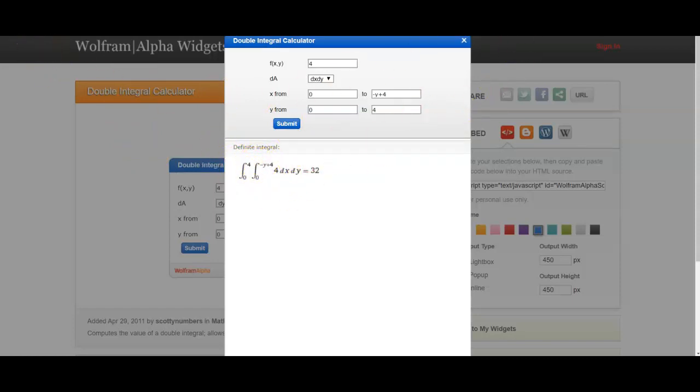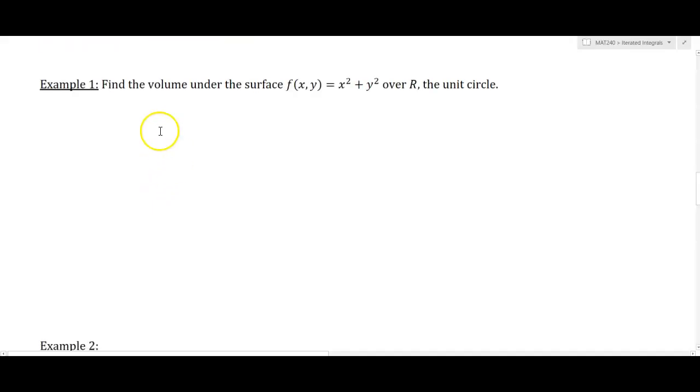For this next example, suppose we want to find the volume under the surface, under the paraboloid, f of x y equals x squared plus y squared, but suppose that we want our region to be the unit circle.